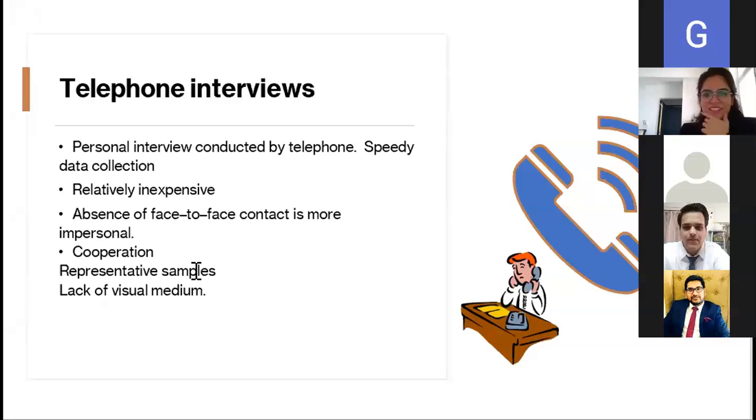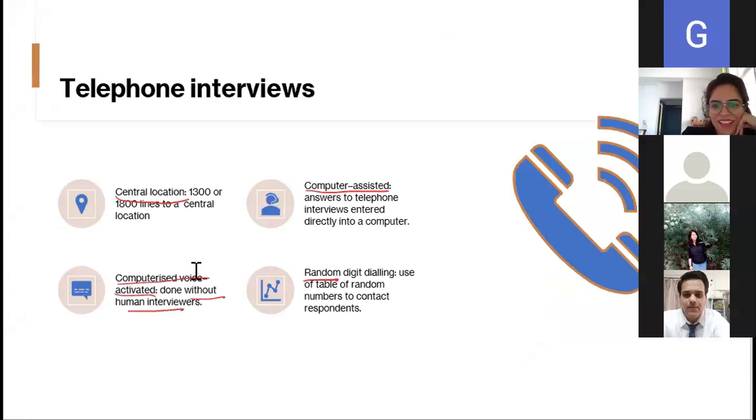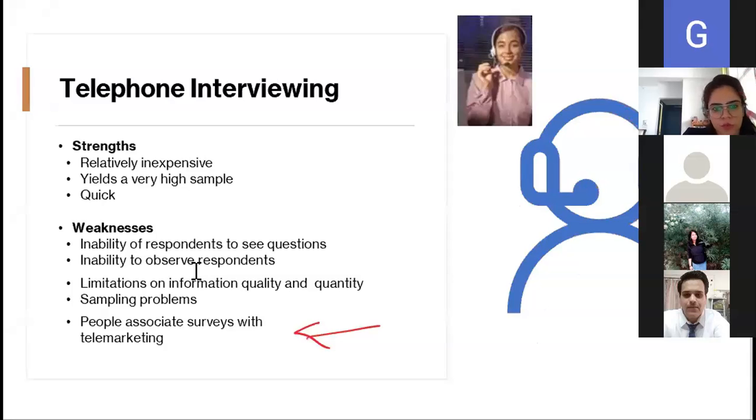Ma'am, if a company is calling us and we are not liking that, we can block that number. So there is no response. Yes, same case, and many people may also cut the call. Ma'am, behavior and body language cannot be observed. Yes, verbal cues, you can't judge that because the interviewer is not seeing you. And miscommunication and non-reliability of information.